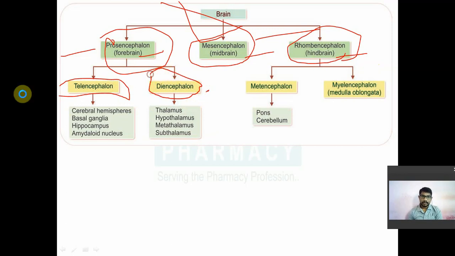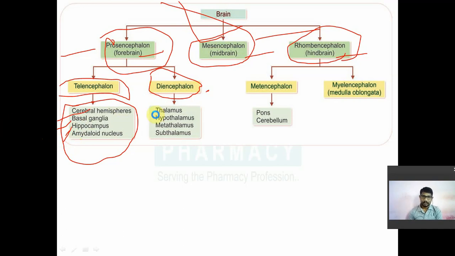In the telencephalon, the structures included are the cerebral hemisphere, then basal ganglia, then hippocampus and amygdaloid nucleus. Cerebral hemisphere means the hemispheres of your brain. So there are two parts, the first hemisphere and the second hemisphere. The telencephalon includes the cerebral hemisphere, then basal ganglia. Ganglia means a connection of neurons. Then hippocampus and amygdaloid nucleus. These four parts are there in the telencephalon.